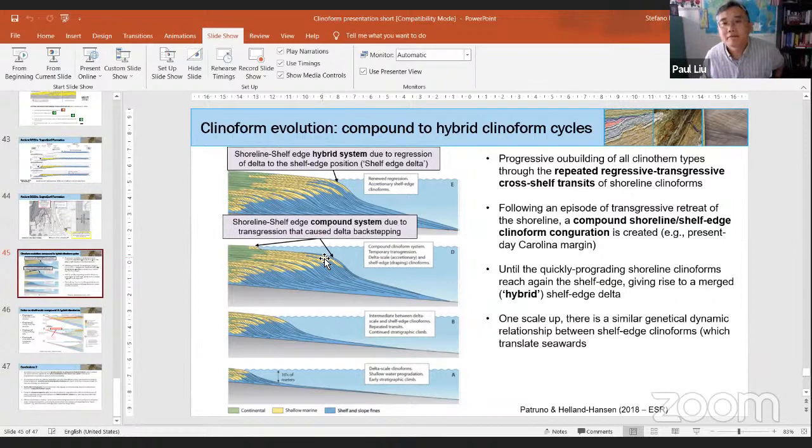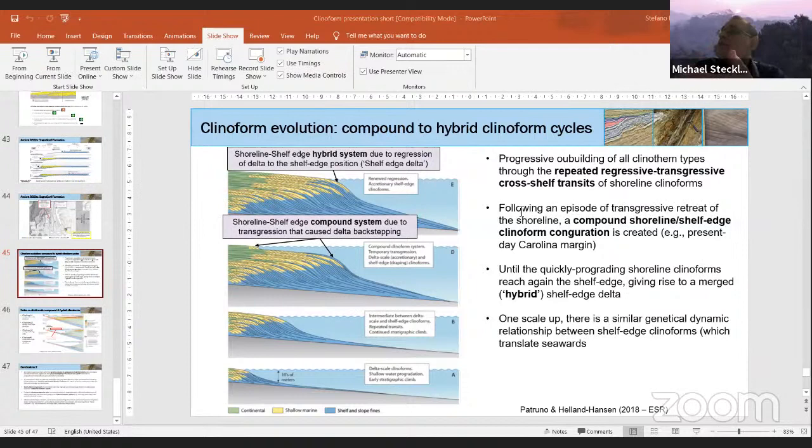Yeah. Okay. So, Michael, you have a question? One question. I was just going to add to what you were saying. You definitely see that progression, that separation of the delta scale clinoform from the shoreline clinoform, and whether or not it reaches the shelf edge.